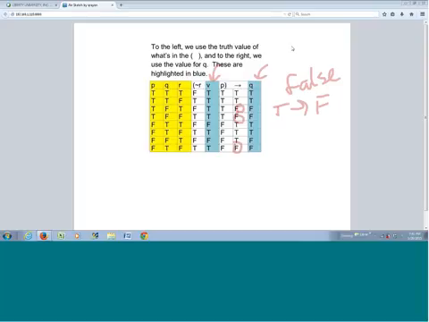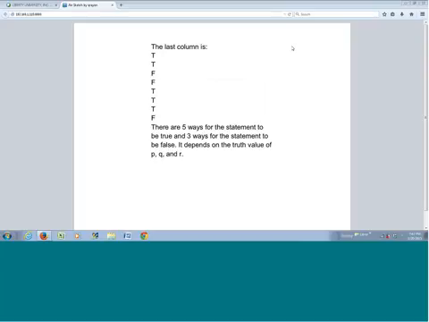So the last column I filled in is basically telling me the possibilities for that particular statement. And I have them listed over here. This is the last column we filled in. There's the three possible ways for it to be false. So there's 5 ways for the statement to be true, 3 ways for the statement to be false. It all depends on the truth values of P, Q, and R. Okay, so that's how you fill in truth tables, whether you have P and Q or if you have P, Q, and R.